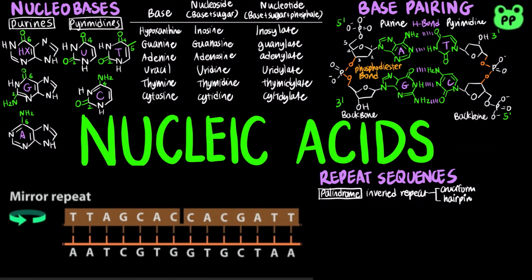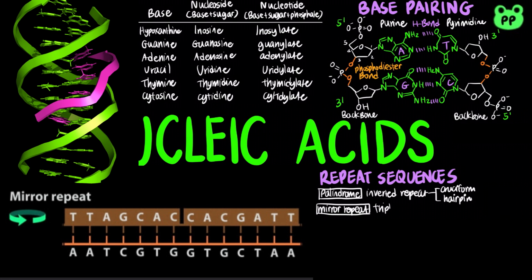A mirror repeat is an inverted repeat that occurs within each individual strand of DNA. Mirror repeats do not have complementary sequences within the same strand. Therefore, they can't form hairpin or cruciform. It is found in intramolecular triple-stranded DNA, or H-DNA.